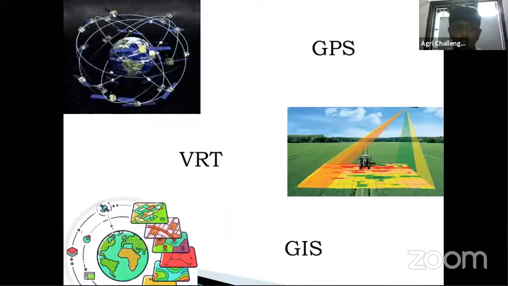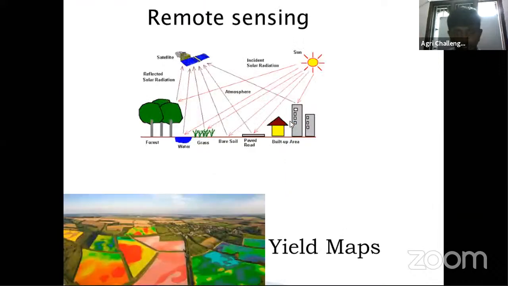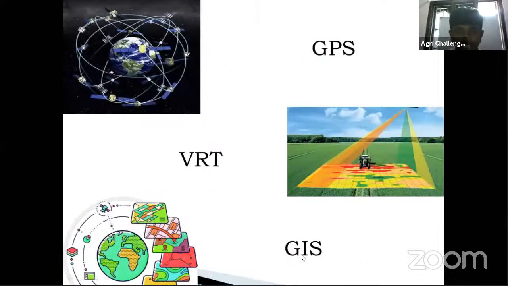Okay, these are the different tools. GPS, you know very well about GPS. Then VRT, variable rate technology. Then GIS. GIS is software. It analyzes the data collected with the help of remote sensing and GPS.